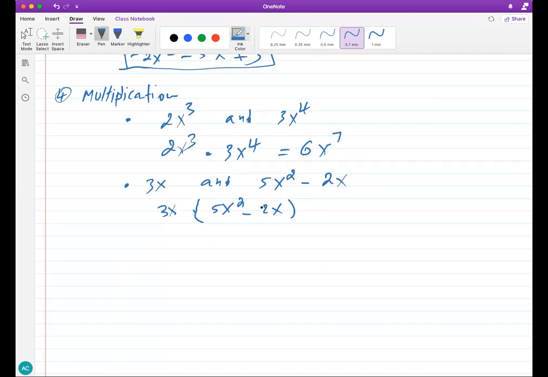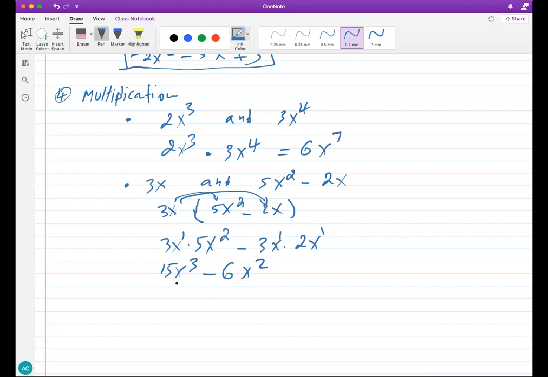Okay, so 3x times this. We're gonna distribute using the distributive property, so we're gonna times these two first. So 3x times 5x. And then the other distribution, 3x, positive times a negative will be negative, 3x times 2x. So we distribute. What is this equal to? 15x to the third power. That's right, because the power is an invisible 1. 15x to the third minus, and over here? 6x to the second power. That's right, 3 times 2, 6. We add the powers. We get 2. And that's pretty much it.